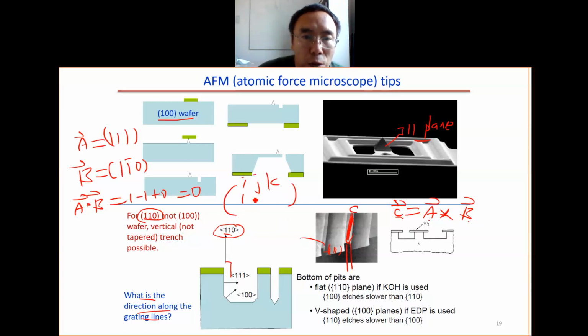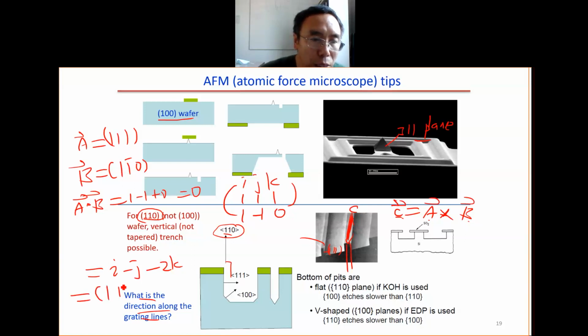So it's 1, 1, 1, 1 minus 1, 0. I hope you can remember the matrix calculation. And then you have I minus J minus 2K. So this is given by 1, minus 1, and minus 2. So now we can look at this equal to C.